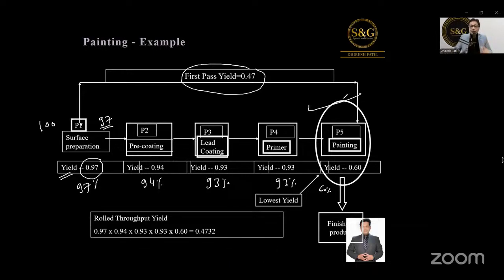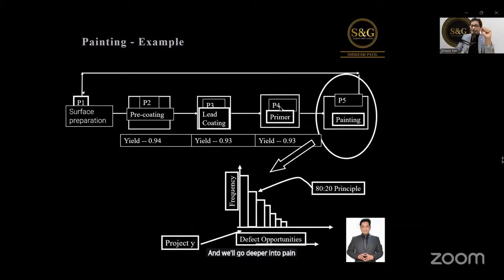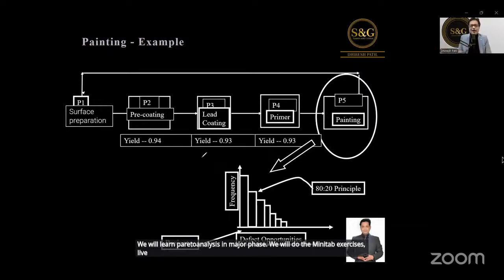Clear? Now we will take that painting area and go deeper into painting. We'll collect the data of painting rejection. What are the different defects which are coming in the painting? And then we will do a Pareto analysis. Tomorrow we will learn Pareto analysis in the measure phase. We will do live Minitab exercises. What is Pareto 80-20?